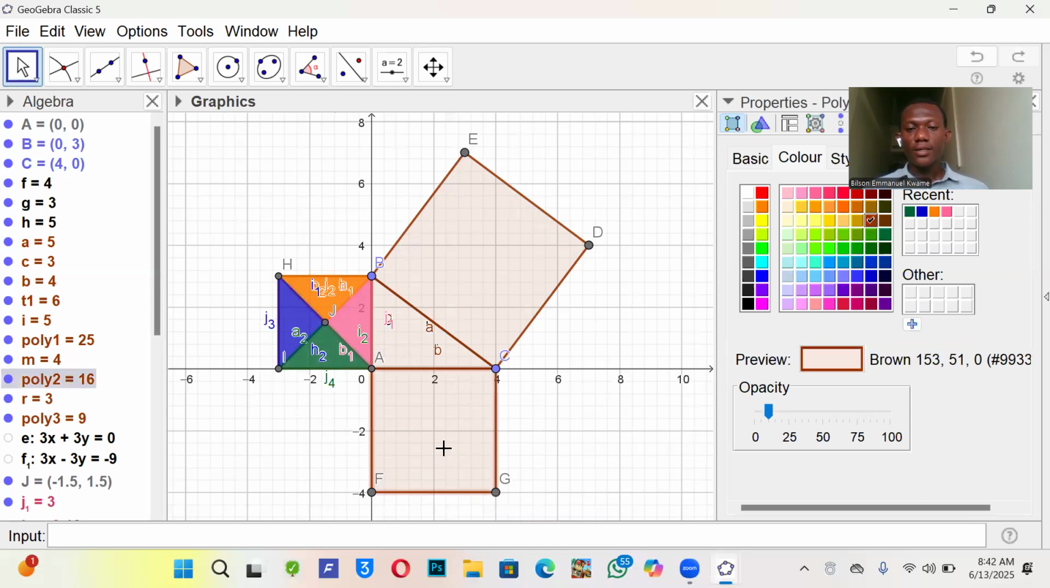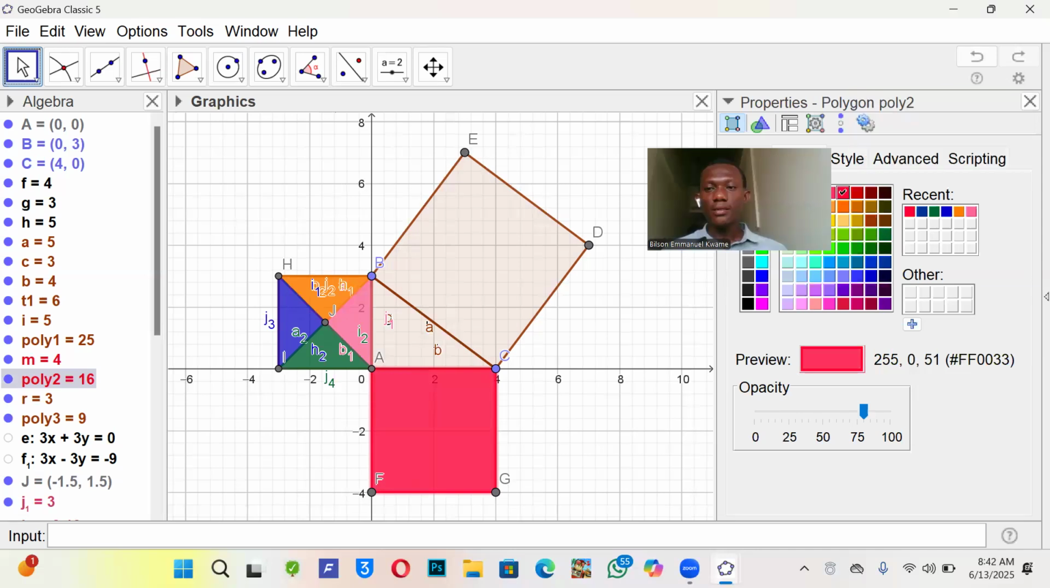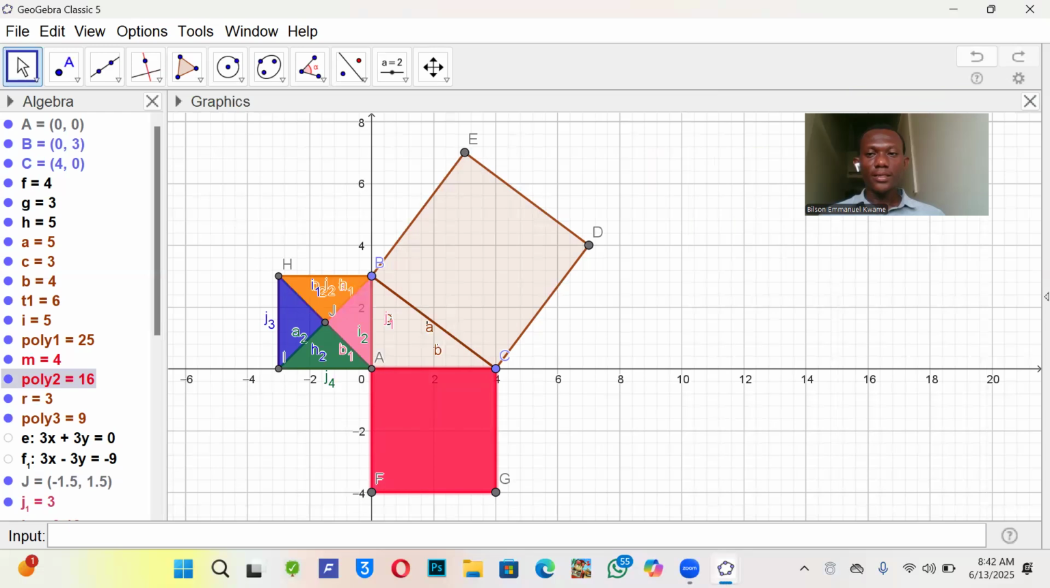Now let's come to this side. We've already chosen blue, so let's choose the color red. Then we increase the opacity. You get it? Good. Now we are done creating the needed things we need. Like I said before, to prove it, we're supposed to show that the square here, that is the entire thing, is going to fit this square together with this, right?